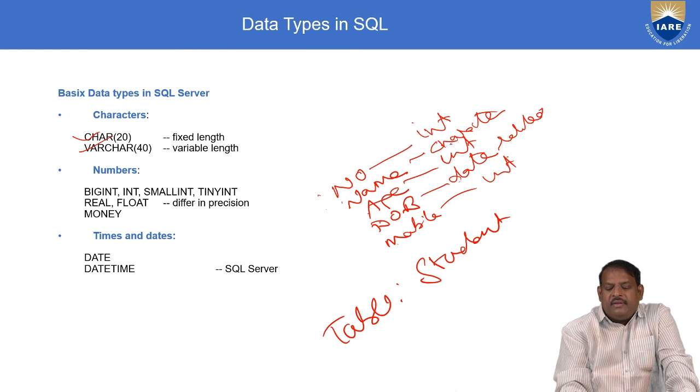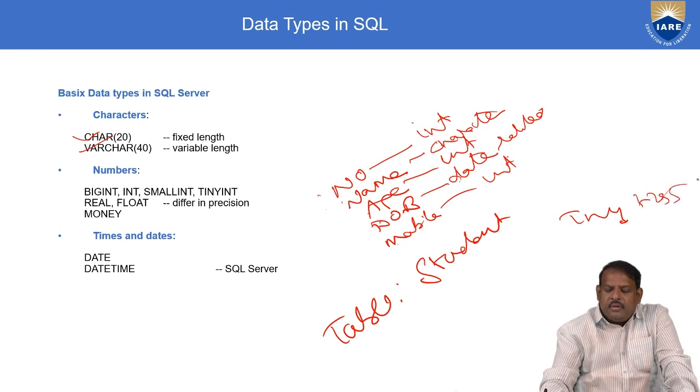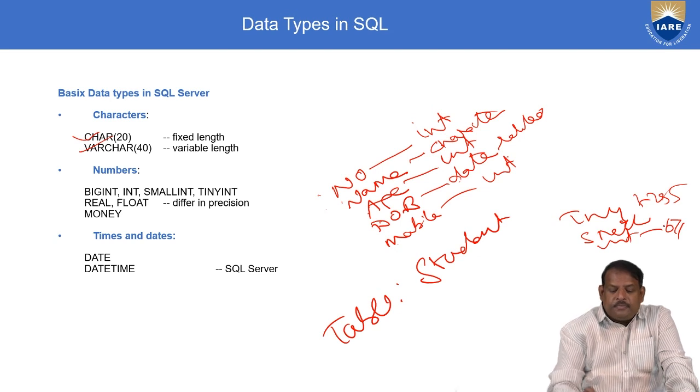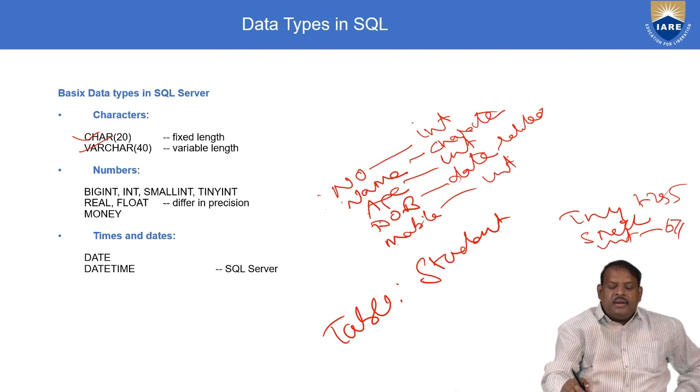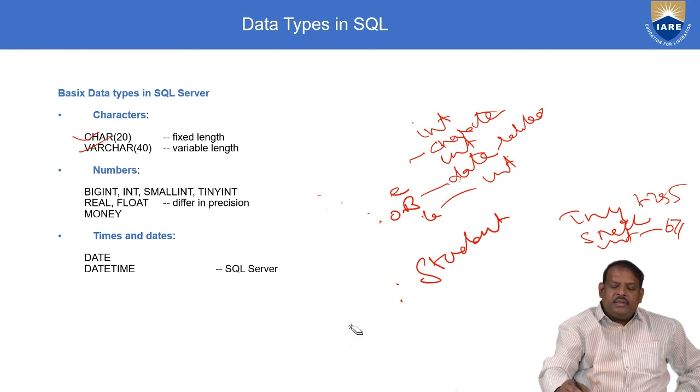For integers, we have bigint, integer, smallint, and tinyint. These depend upon the ranges. Tinyint is 0 to 255, smallint has a larger range, then integer, which goes up to about 67,000 as stated, and bigint is much larger, in the millions and crores. That is for the integers.